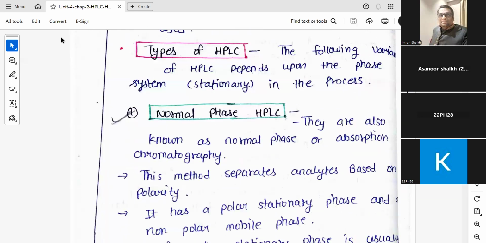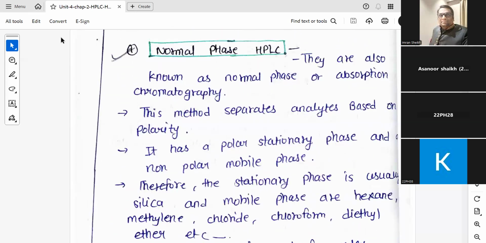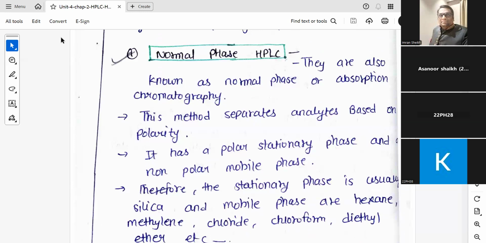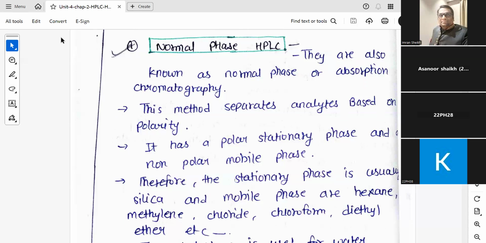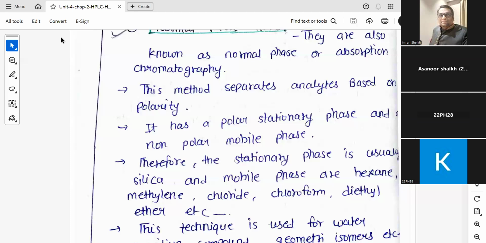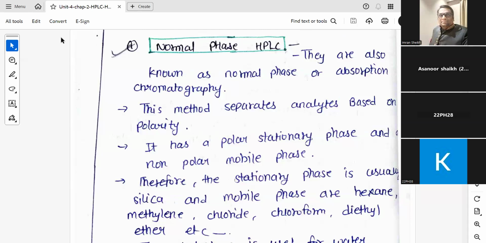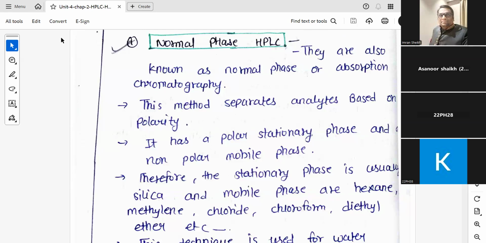Now the types of HPLC. The normal phase HPLC and the reverse phase HPLC. These are the two major types. If we talk about normal phase HPLC, it is also known as normal phase or adsorption chromatography, and the method separates the analytes based upon their polarity. So in normal phase HPLC, polarity is the key factor that separates the two phases.